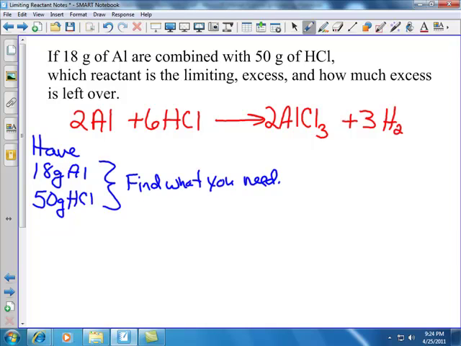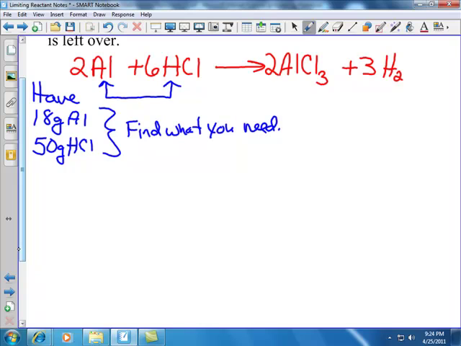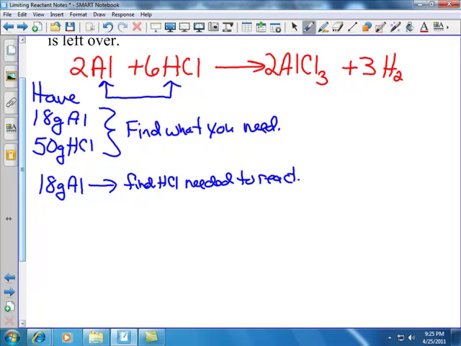So I want to do a mass to mass calculation between those two, and I just need to pick one of these two and figure out how much of the other one I need. I am going to pick the 18 grams of aluminum, and what I'm going to do is find the HCl needed to react. So this will be a mass to mass again with the two reactants.